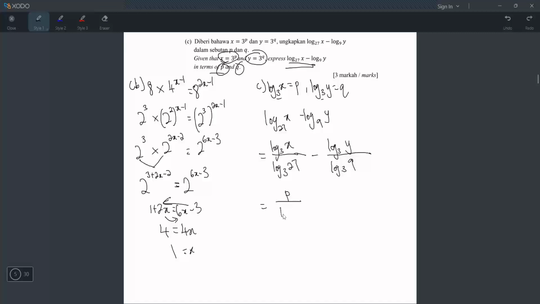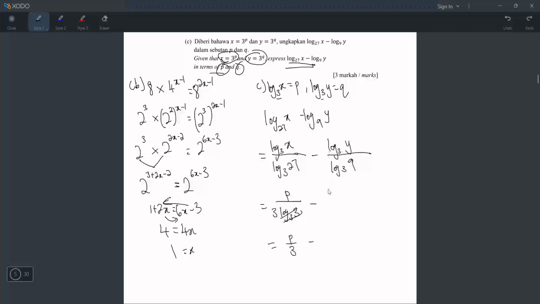And then log 27 base 3. 27 and 3 actually have a connection. 27 can change to base 3 also. 27 is 3 power 3. And the power can go in front. Why did I do that? Why did I change 27 to 3 power 3? Because I know log 3 base 3 can cancel to become 1. That's why I said just now, this whole thing can cancel and become p over 3.